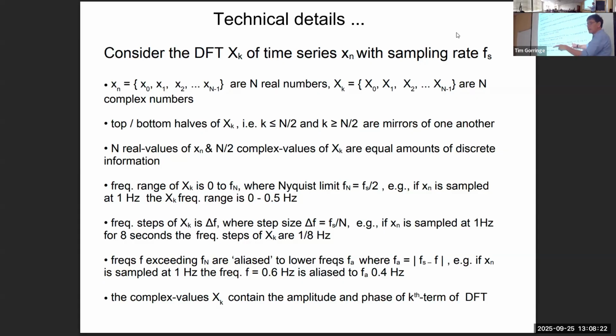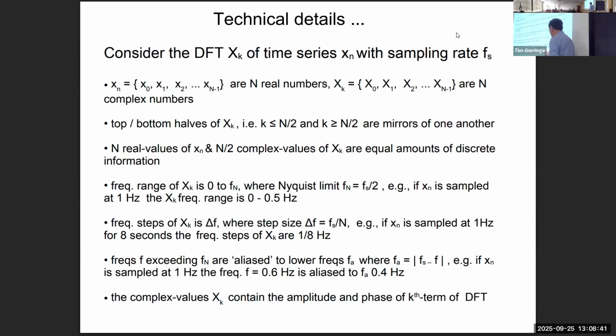So FA is the alias frequency, this folded frequency, this lower frequency that it appears at, and it's just the difference between the sampling rate and the frequency that is higher than half the sampling rate.